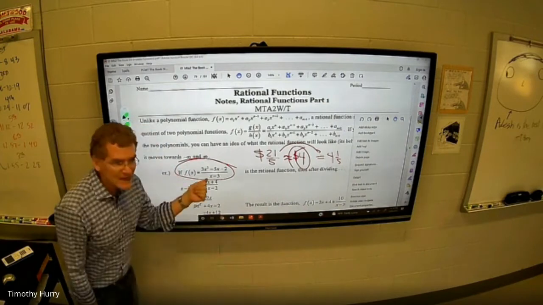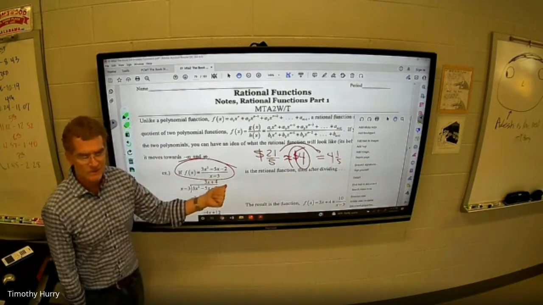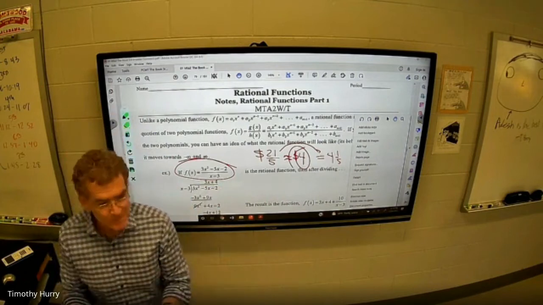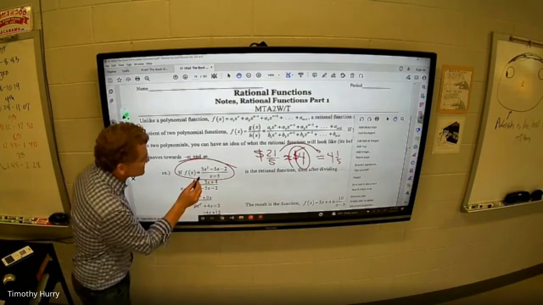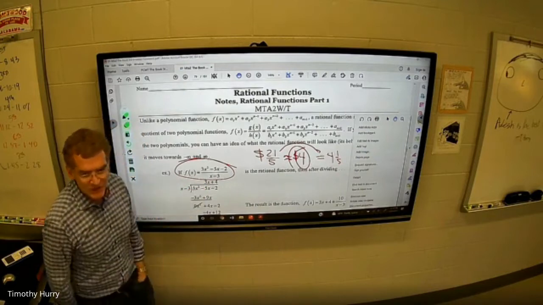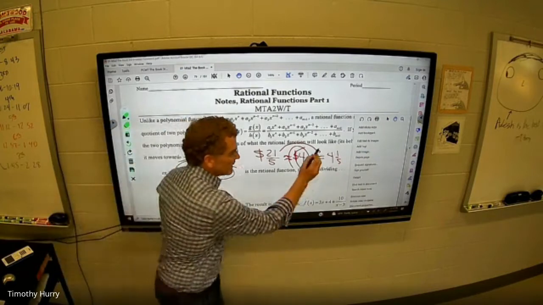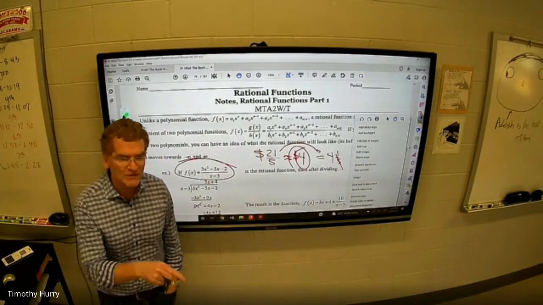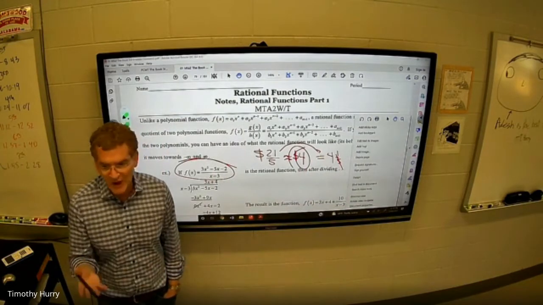Well, the same thing is true for rational functions. If I want to have an idea about what it looks like, all I have to do is take that denominator and divide it into the numerator and ignore the remainder. And that will tell me, when I do that, about what this graph is doing.